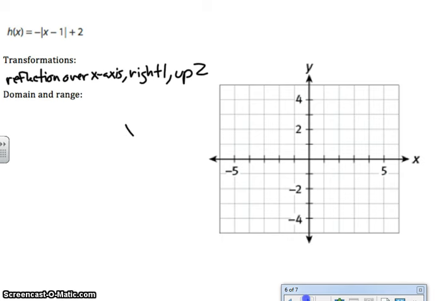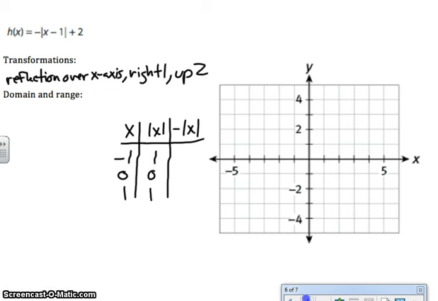So since I have a stretch, I'm going to need a 3-column table. And that third column is going to be negative absolute value of x. Remember, that third column only does the reflection or the stretch part. It doesn't move it left or right at all. All right, so my x values of negative 1, 0, 1. I take the absolute value for the second column. And then in the third column, everything is going to get multiplied by negative 1. So we would have negative 1, 0, and negative 1.